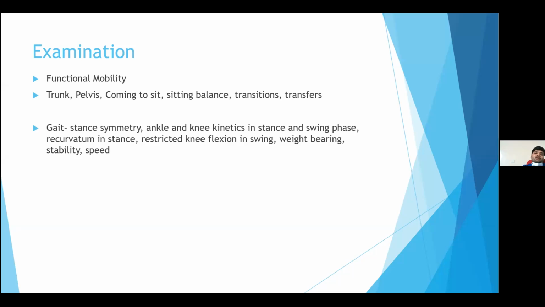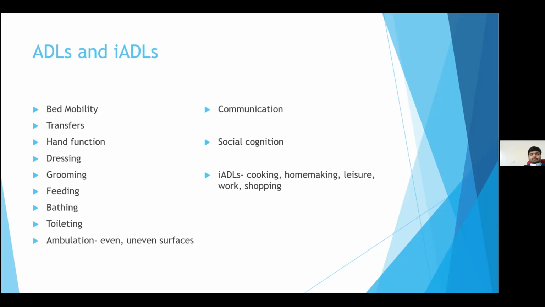Somebody will be community ambulant only if they can walk at a speed of 0.8 meters per second. If you get lower speeds, they are likely to be indoor ambulant. So it makes a huge difference how they walk. So all our stepwise graded intervention should be aimed at improving these parameters.